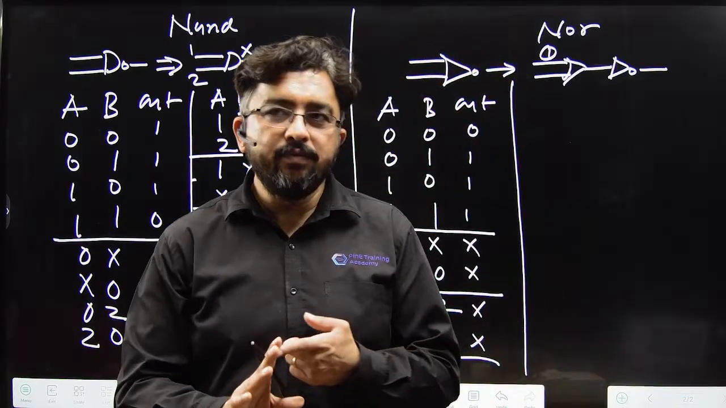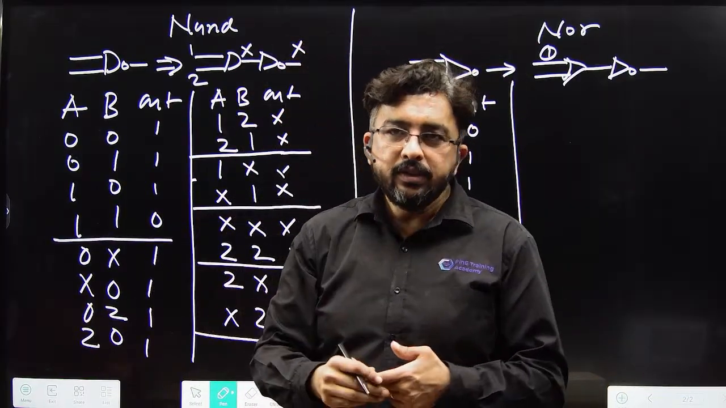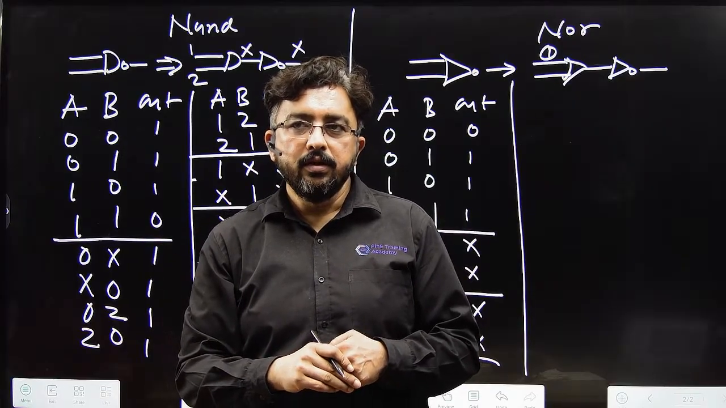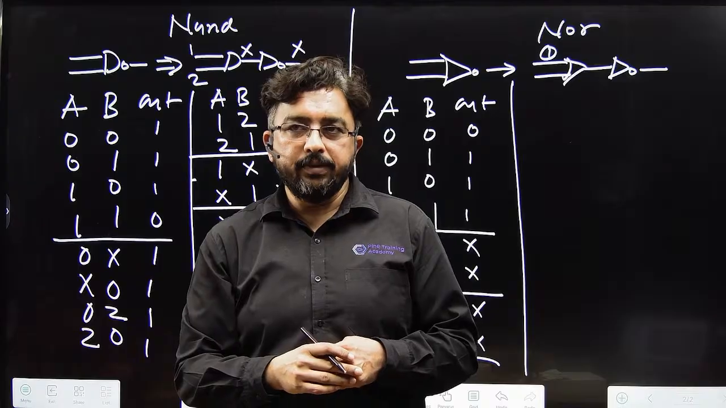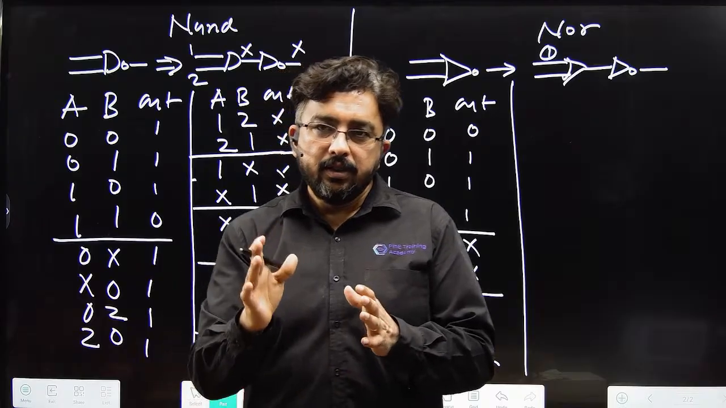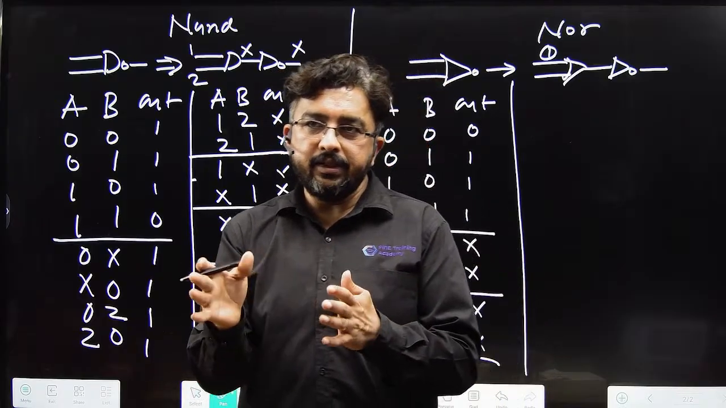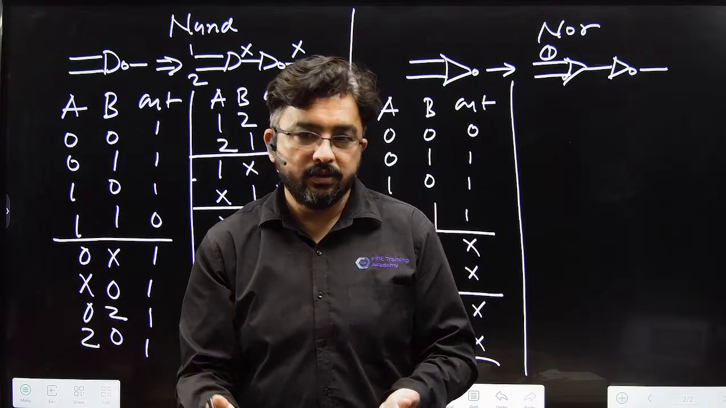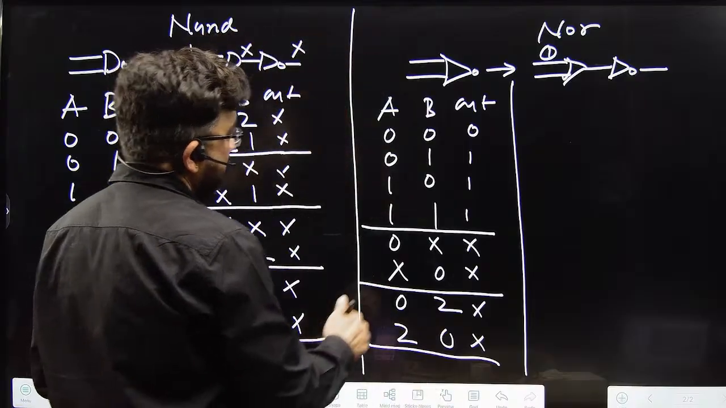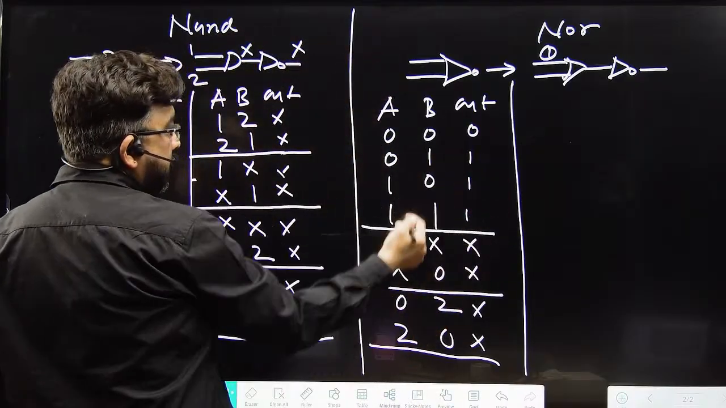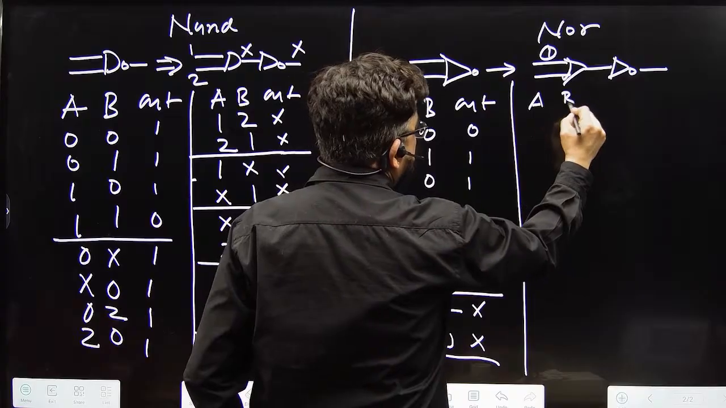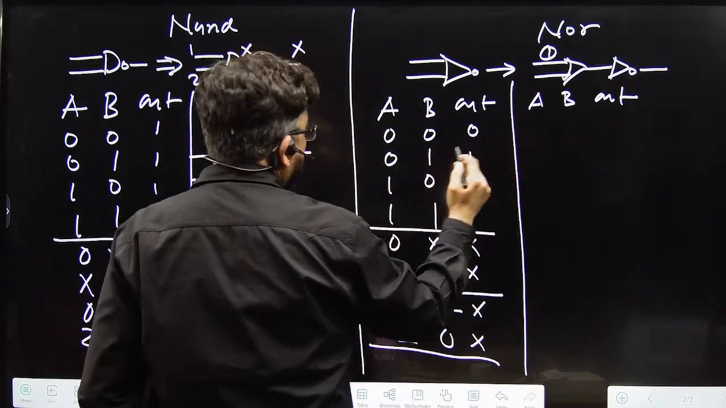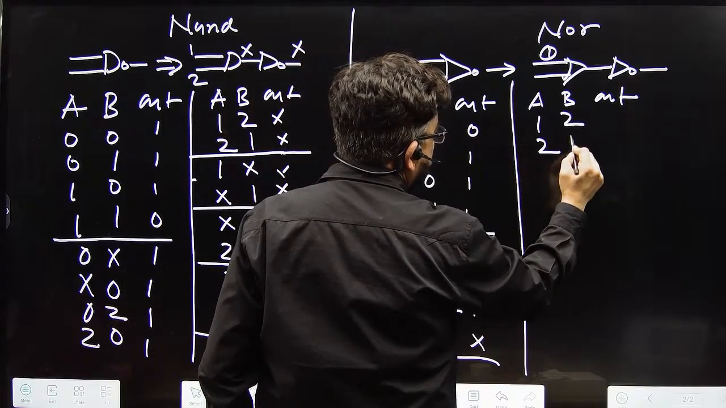And one more thing you have to understand, I will show you later on in the practical concept. That is, when I give this input X and Z, then you will consider what is the output. So now let's take the case of NOR, A, B, out. So 1, Z, Z, 1.